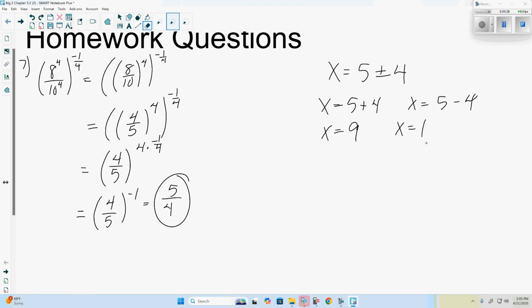Now, if they told us that it would say 5 plus or minus the cubed root of 4, we leave it there, because we can't take the cubed root of 4 without turning it into a decimal. Any other questions? Yeah, because if we can add or subtract, we need to add or subtract.